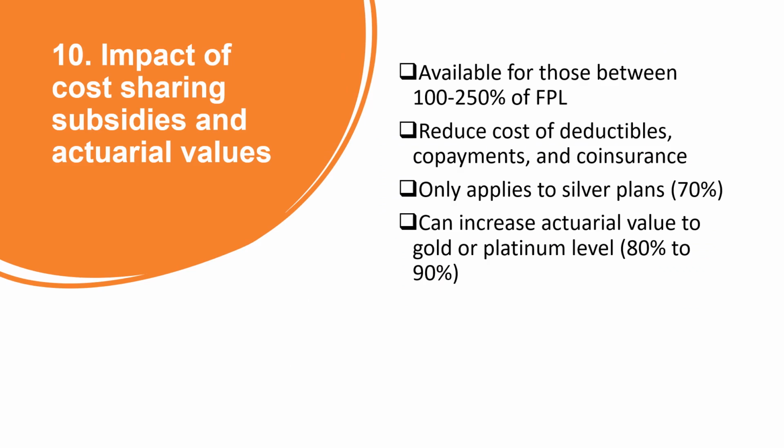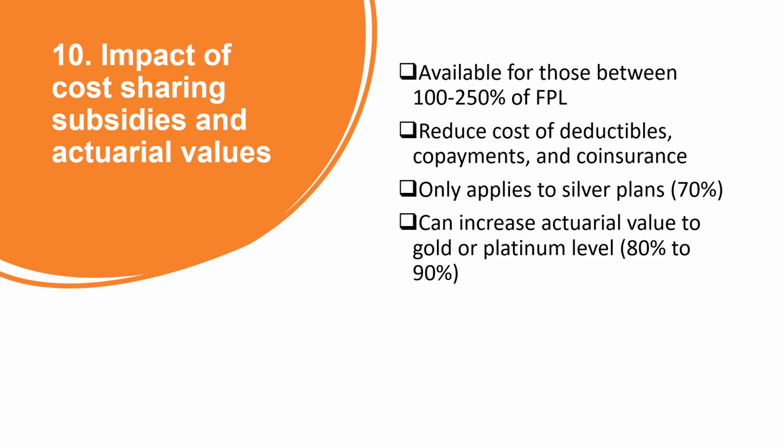Now, there are also cost sharing subsidies that impact actuarial values. So if someone is between 100 and 250% of the federal poverty level, the cost of their deductibles and co-payments and co-insurance will be reduced. However, this only applies to silver plans. So if you're between there, what are the chances of you being able to afford a gold or platinum plan? Pretty slim. But if they could, they wouldn't receive any subsidies for cost sharing.